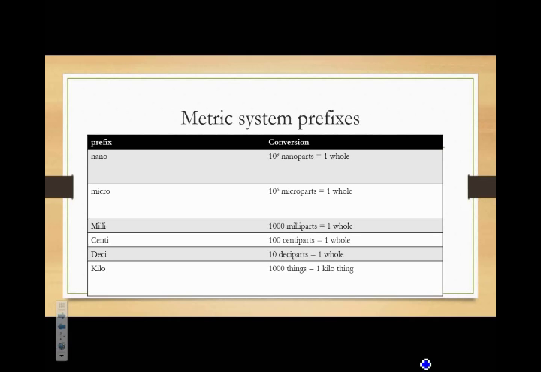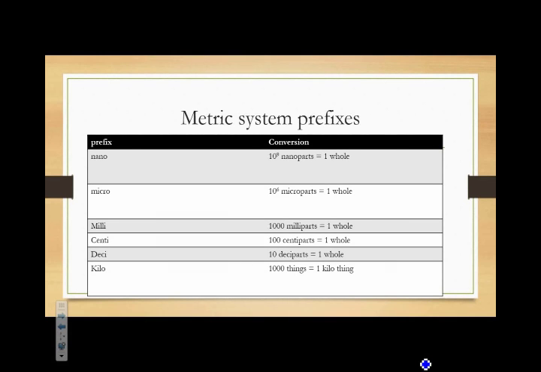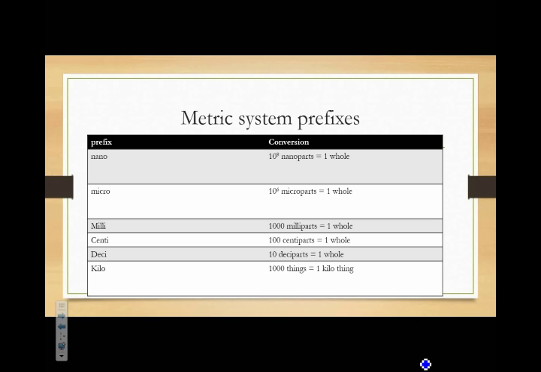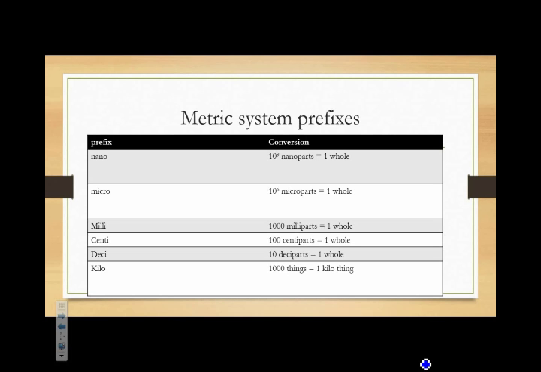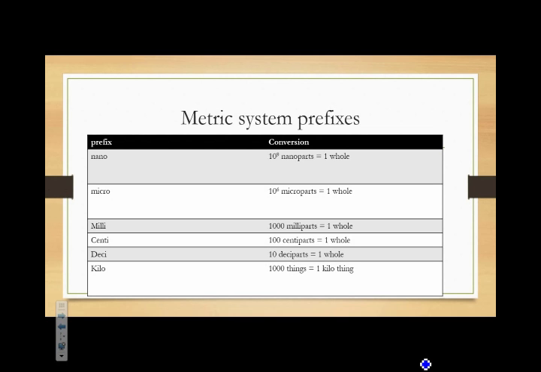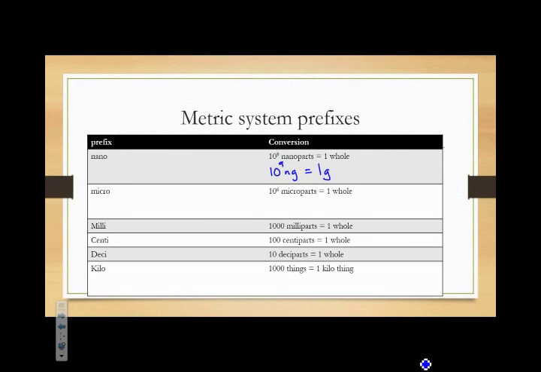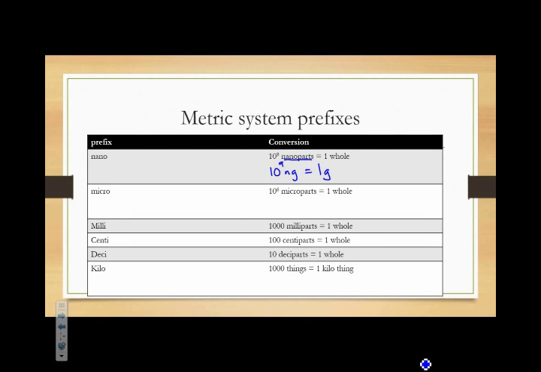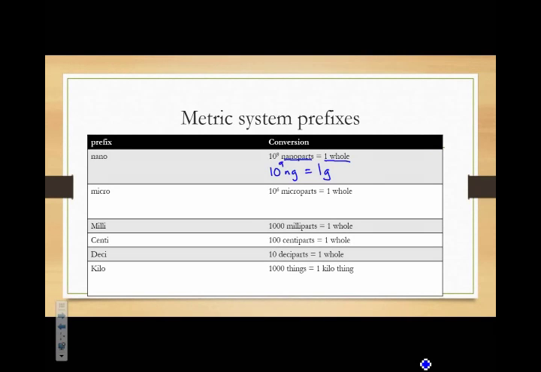The great thing about the metric system is it's a base 10 system. So I can say I have nanometers, or nano parts, nano something. I can have nano faces or nano hairs. Well, it's actually a little bit different. But I could say I have 10 to the 9th nanograms, and that would equal 1 gram. So I'm really just saying there are little tiny parts in one whole.